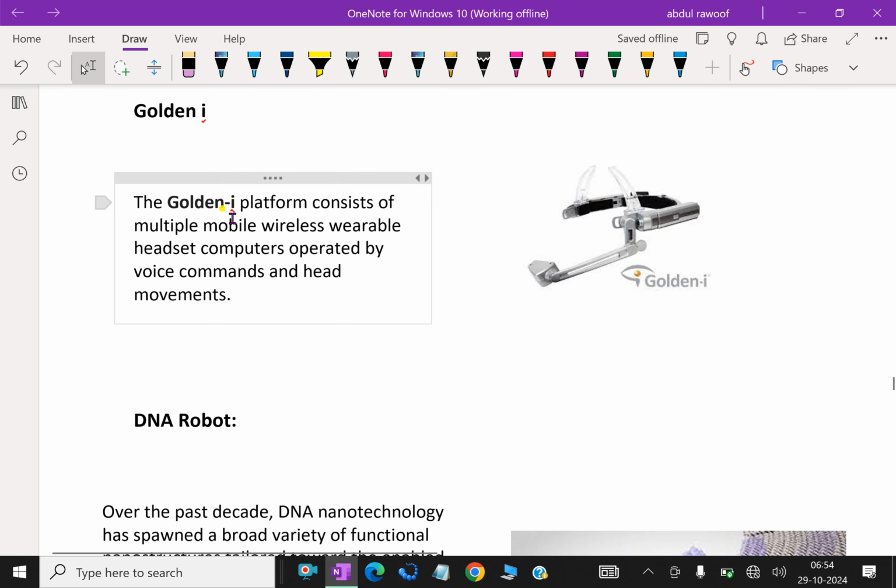Now, the Golden Eye. The Golden Eye platform consists of multiple mobile wireless wearable headset computers operated by voice commands and head movements. This is used in Golden Eye.